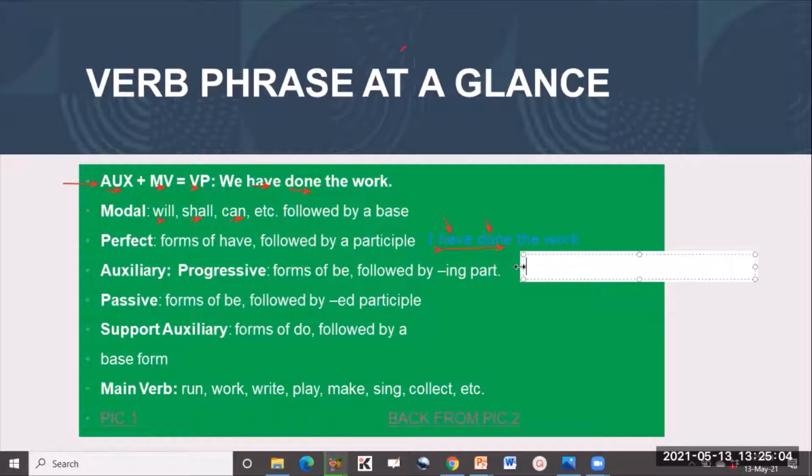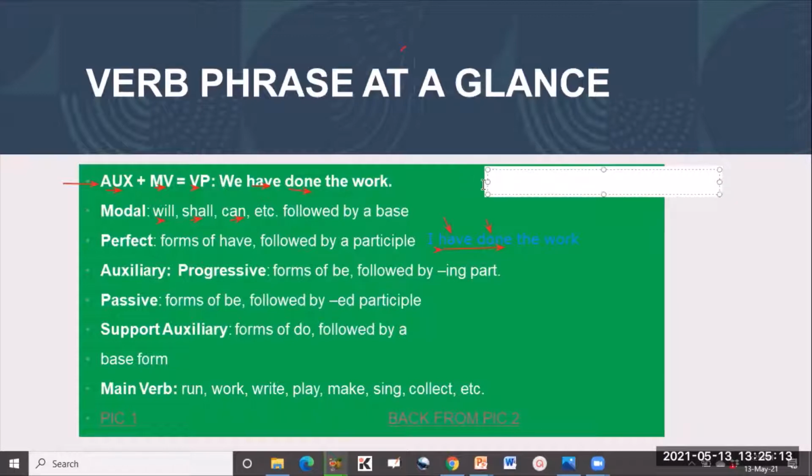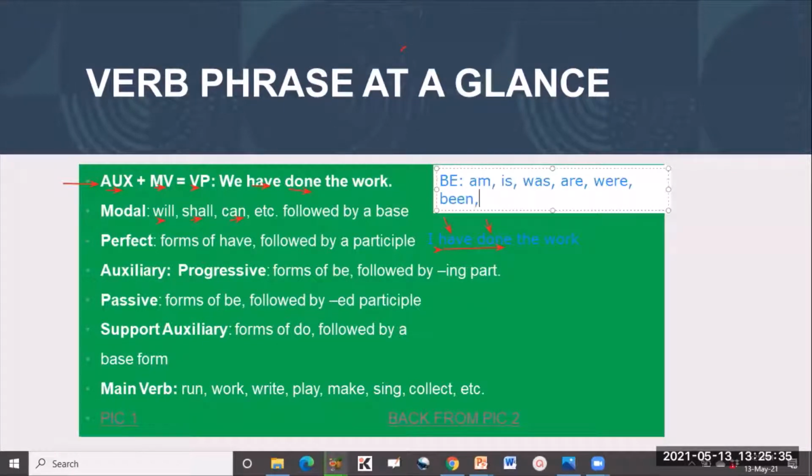First of all, I want you to look at various forms of be. When you talk of be, there are various forms. Am, is, was, are, were, been, being. All these are the forms of be. So when we talk of the forms of be, these are the various forms of be.